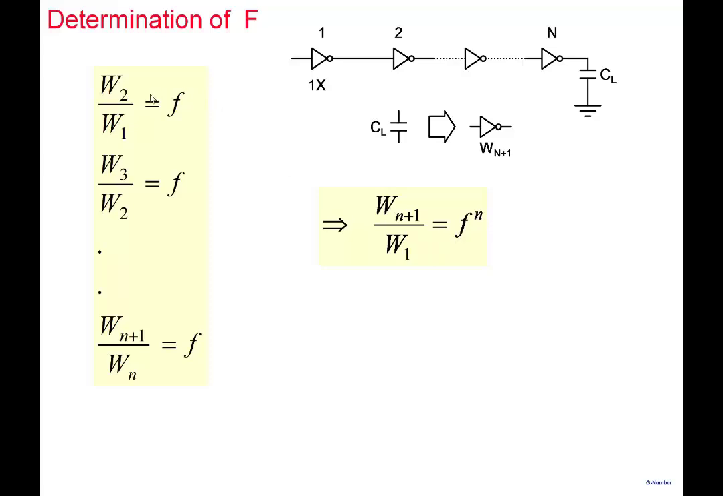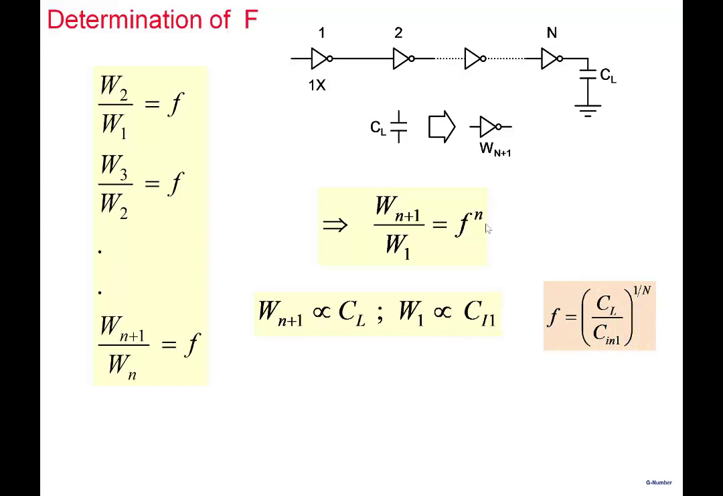So what is that ratio? W2 by W1 and W3 by W2. What ratio should we maintain? We get the value here through this particular relationship. Actually, as I said, Wn plus 1 is proportional to CL, and W1 is proportional to the input capacitance of the first stage here. Each capacitor is proportional, so the input capacitance of this one is proportional to W1. So what we can also write is F is equal to CL by the input capacitance of the first inverter, to the power 1 by N. Because we are modeling a capacitor as if when you look at it from the input side, what is this value here?